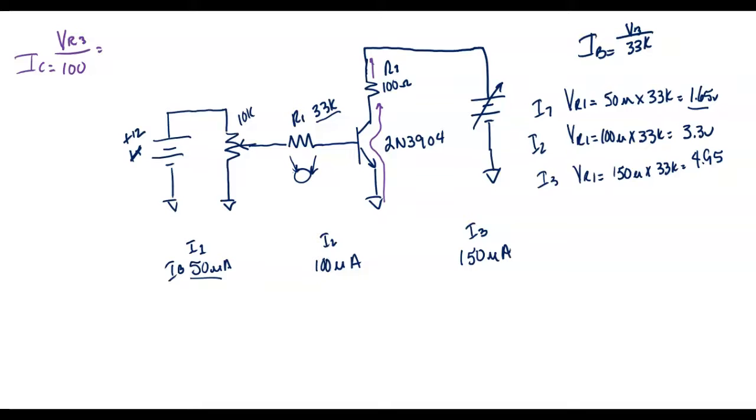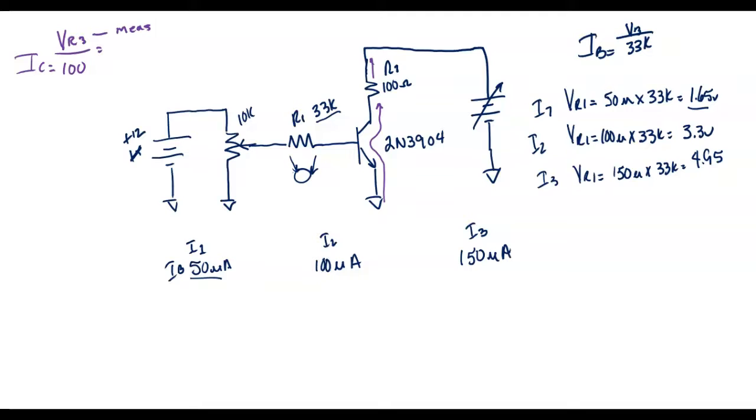VR3 is given. Well, no, we measure VR3. We don't calculate VR3. I got my voltmeter up here. So what I'm going to do is measure VR3. I hadn't measured it yet because we hadn't hooked the circuit up yet. So I'm going to put 50 microamps of base current in. Then I'm going to set voltage collector emitter to 2 volts, 4 volts, 6 volts, and 8 volts.